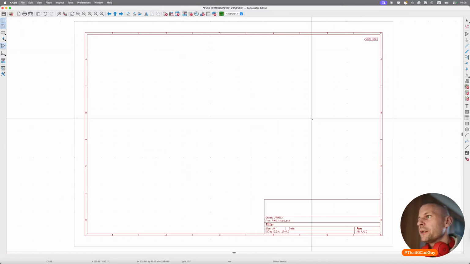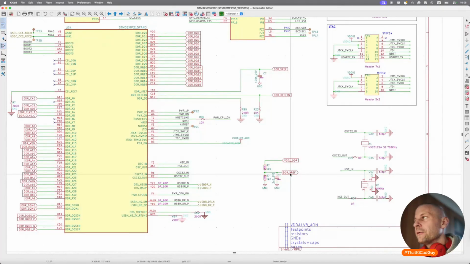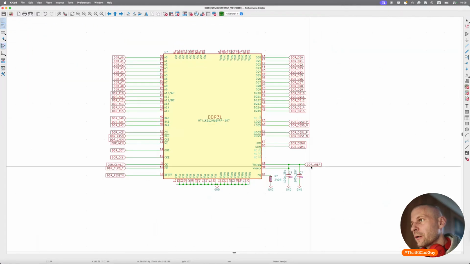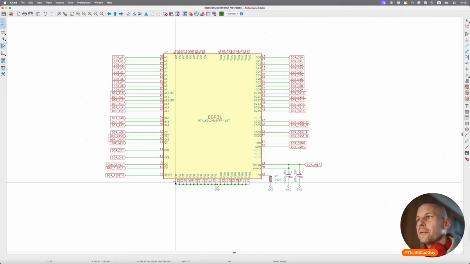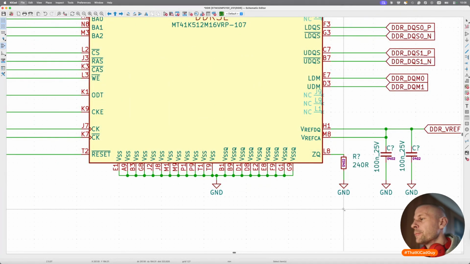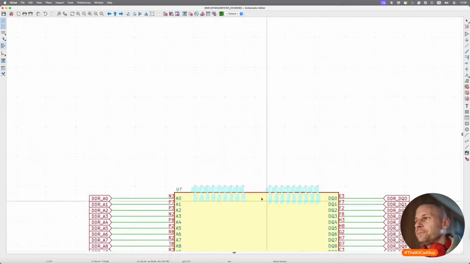This needs to be placed. Okay, so we have VDDR underscore VREF for the MPU and for the DDR. Nice. Then I moved these ground symbols a little bit over here. Then we have the VDDs.